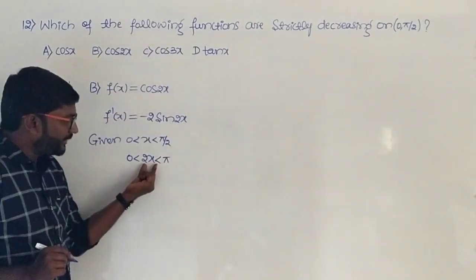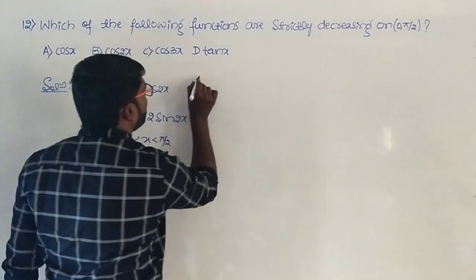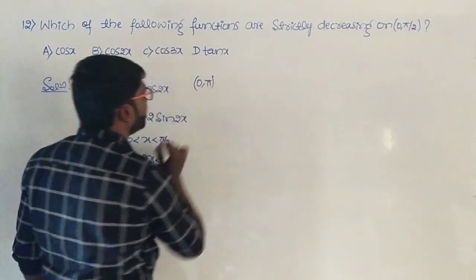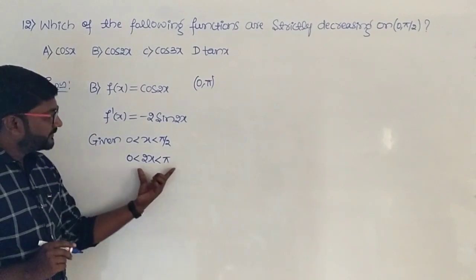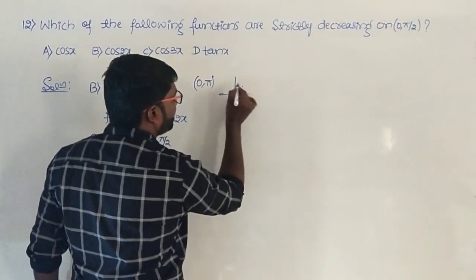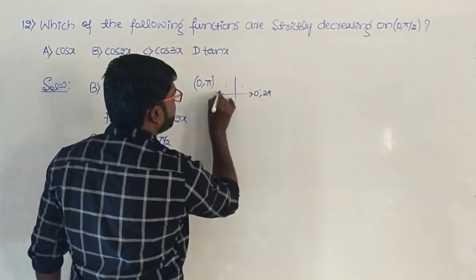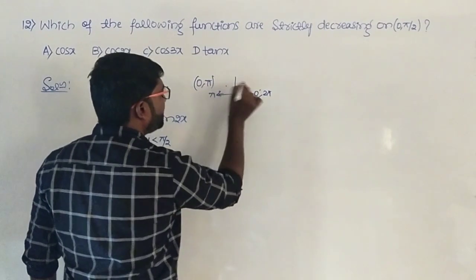Now 2x is greater than 0 and less than pi. That means it is the open interval 0, pi. If you plot the graph, you have to consider the first quadrant as well as the second quadrant. This is 0 or 2 pi and this is pi. So you have to see both the cases.